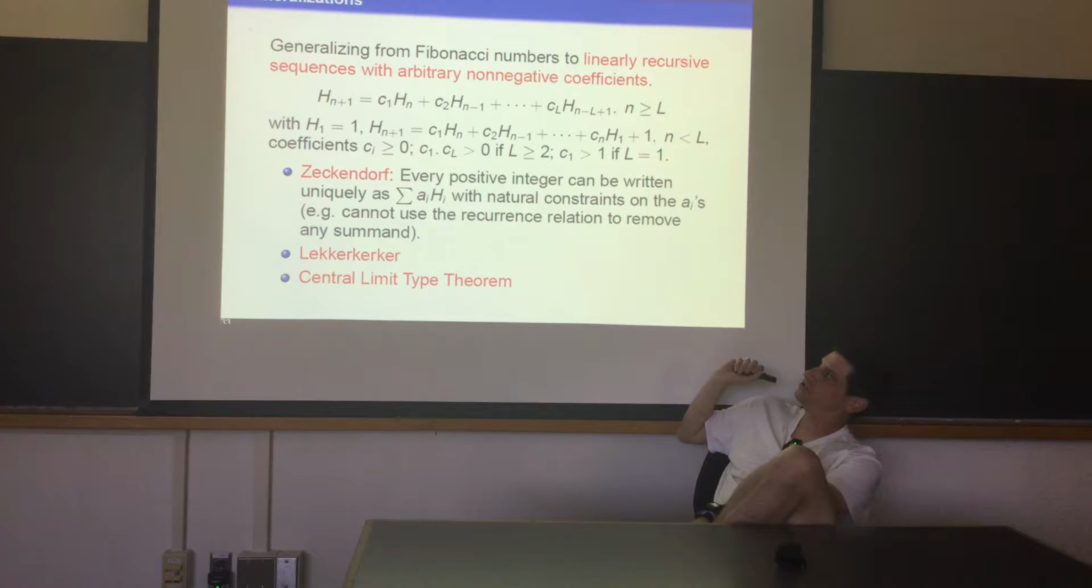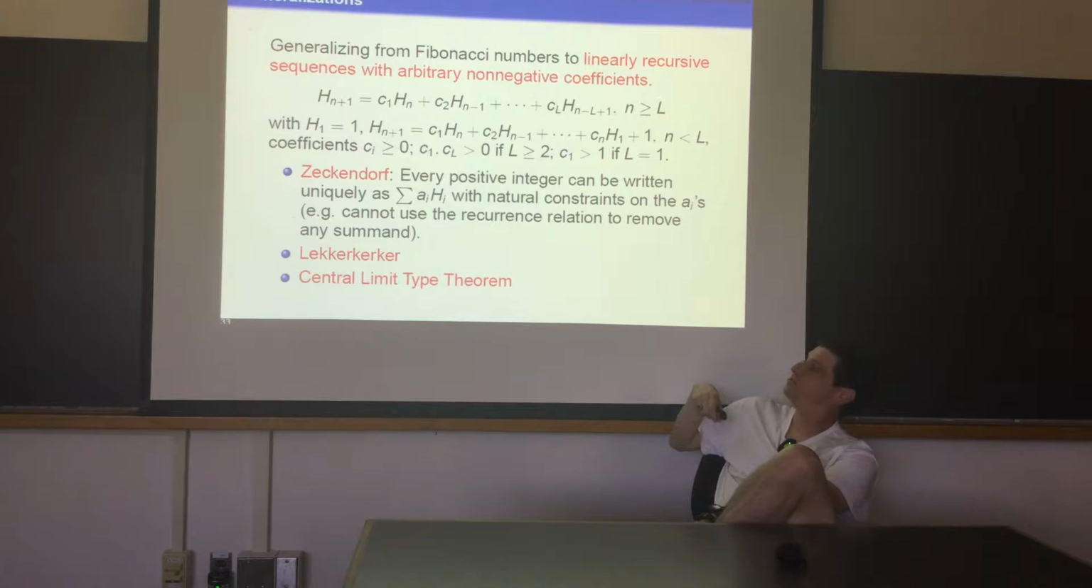So here's generalizations. For the most part, we work with what we call positive linear recurrence relations. So we have a sequence where h_{n+1} is some linear combination of fixed depth. The coefficients c_i are non-negative integers. And the first coefficient c_1 has to be positive. It can't be 0. If it's 0, interesting things can happen, and we've got some results on that.